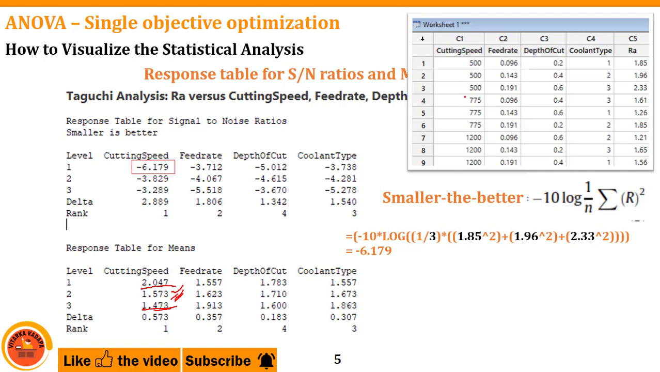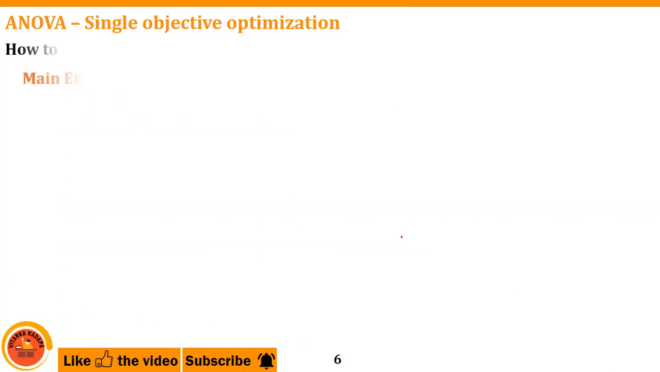Now I will try to calculate for cutting speed. So for cutting speed, what are the values? 1.61 plus 1.26 plus 1.85 divided by 3. So you will definitely get 1.573. Like this I will get this value. So this is a very simple case here. So this is the procedure we follow for calculating the mean. Okay, let me go to the next one.